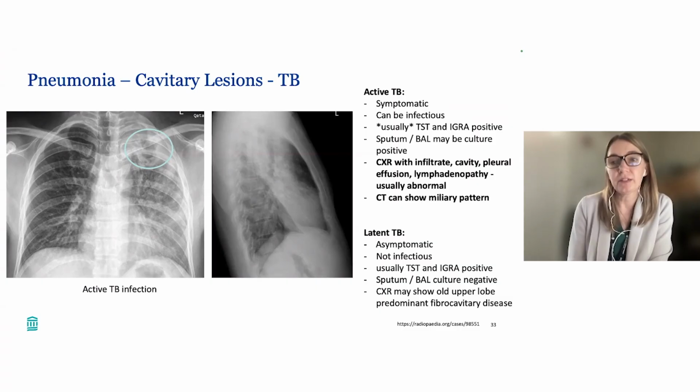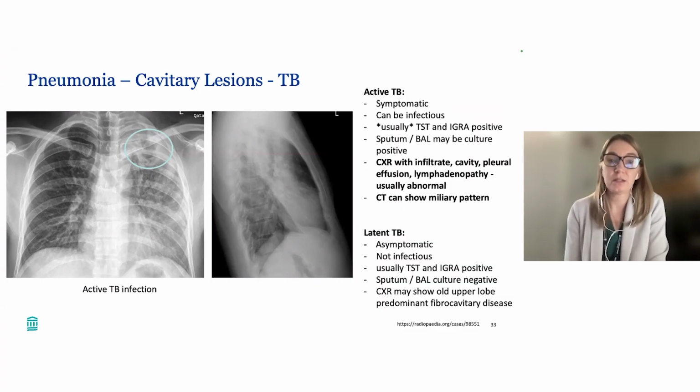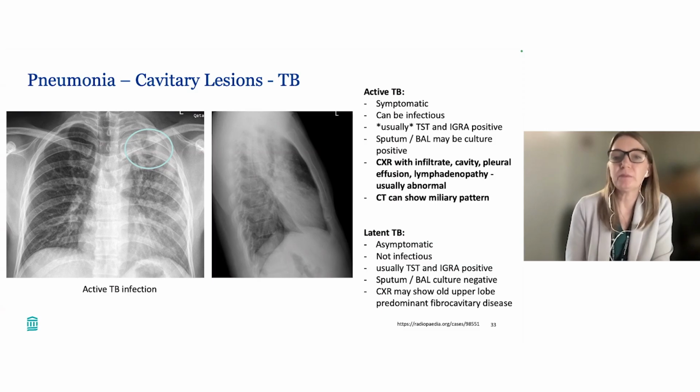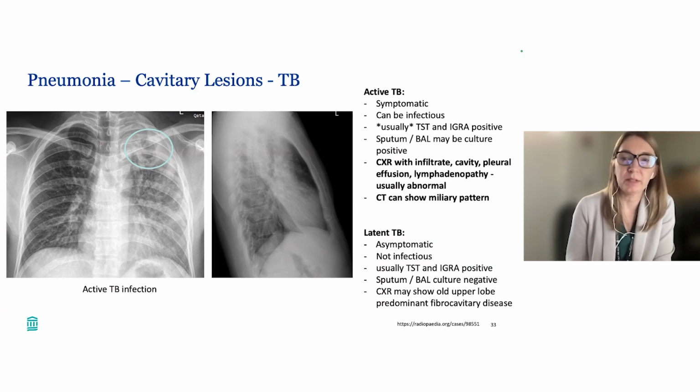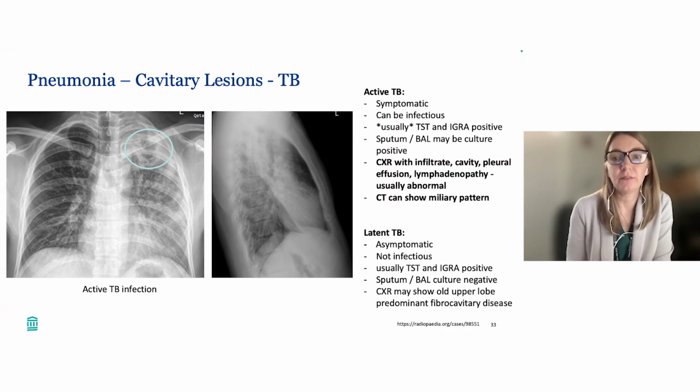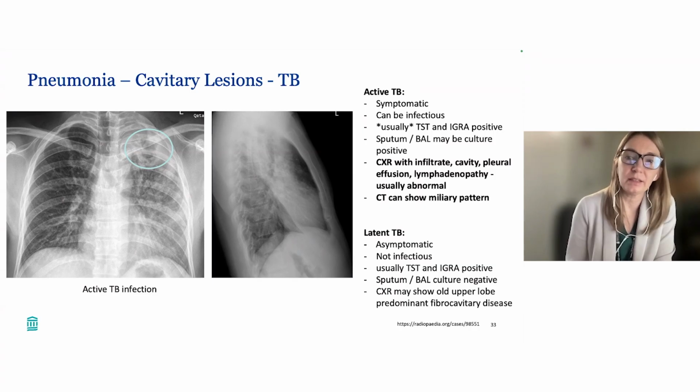There can be false negatives, however, so a negative TST or IGRA does not rule out active TB. Sputum and BAL in active TB may be culture positive, and this is diagnostic. Importantly, the chest X-ray will often have an infiltrate, cavity, pleural effusion, lymphadenopathy, or other abnormality. A CT scan can reveal a miliary pattern.